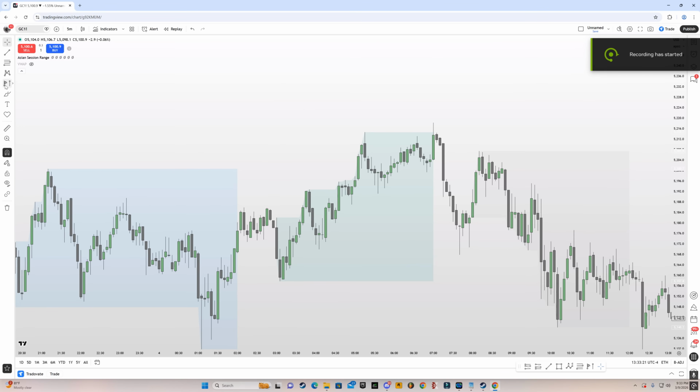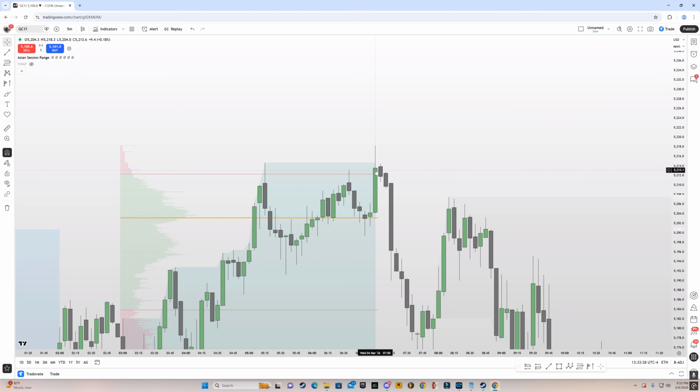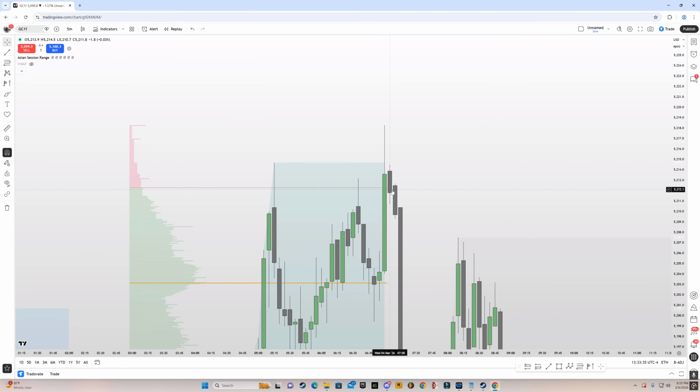All right, guys, here is another example. Fixed range volume profile from 3 a.m. till 7 a.m. And you can see that at 7, we were above the value area high. Okay, that is step 1. We are already above the value area high. So all we really need to see is price closing below the value area high after 7.